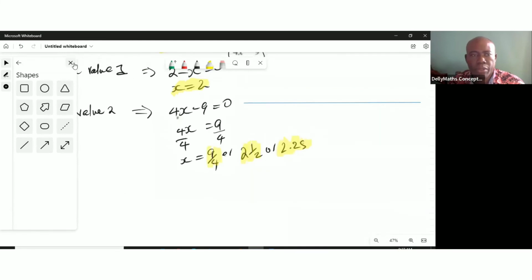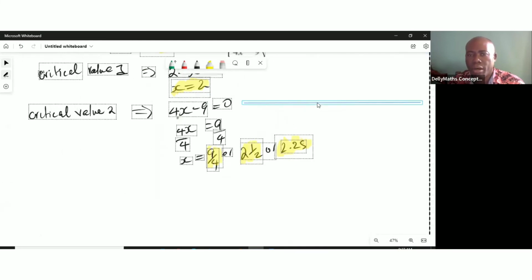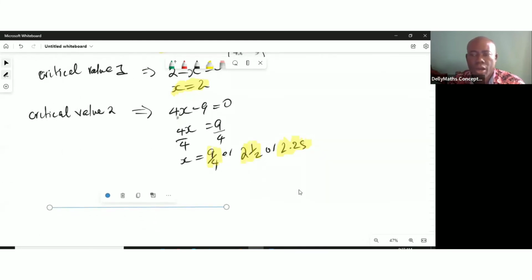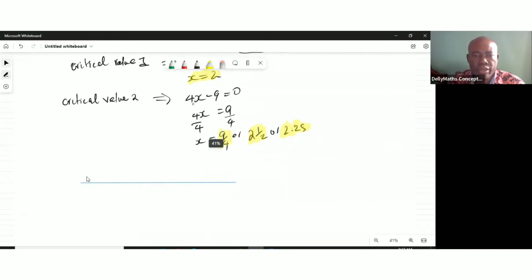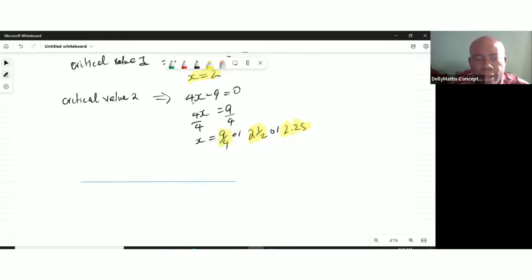All right, so we could put them on the number line, and we're going to be doing some tests on them to see what region really helps us in securing what we're looking for. All right, so here, this is a quick number line. We have 2, which is to the left of 2 1/4. So these are our critical values.